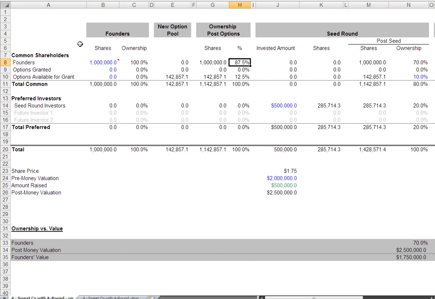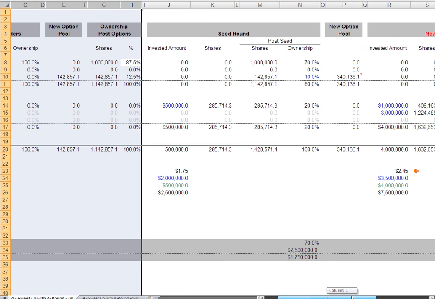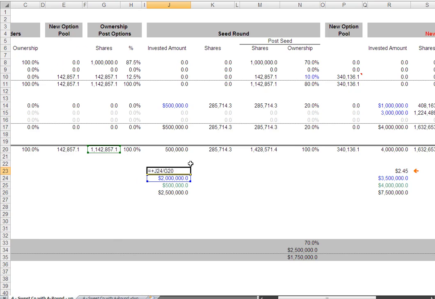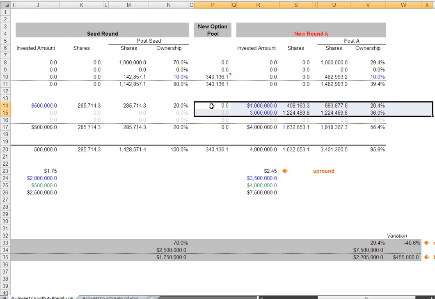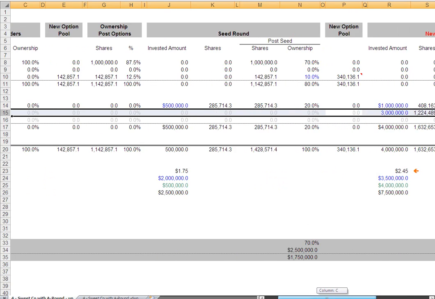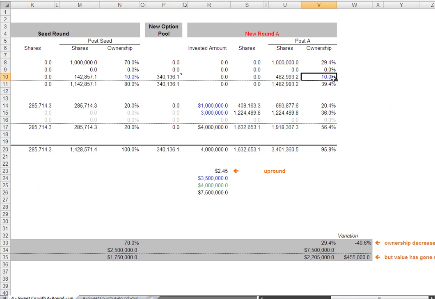So none of this has changed. That's the same capital structure of the company as if assuming that it had issued options. Remember, this $1.75 is the same as in the previous example. Now, let's assume that the new investor, the Series A investor, which is now in this line of the model, future investor 1, has the same demand for having the option pool be 10% after the round. So the math is the same.